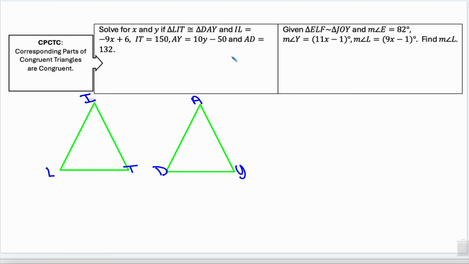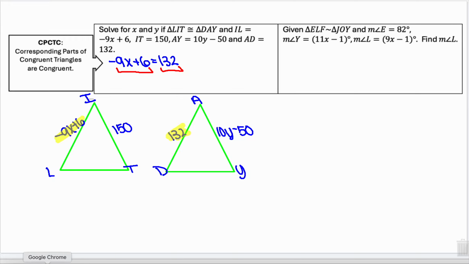And what do I know? It tells me that IL is negative 9x plus 6. IT is 150. AY is 10y minus 50. And AD is 132. And I asked you to solve for x and y. Well, notice that the pieces that are in the exact same spot have to be equal to each other. So then I can say negative 9x plus 6 equals 132. Well, hey, we have an equation, and anytime you have an equal sign, you can plug that into Desmos, y equals this, y equals that. Or if you prefer, you can solve it by hand.